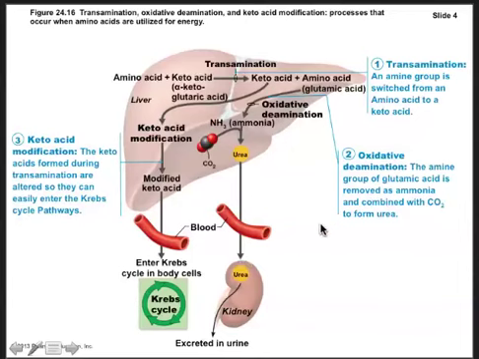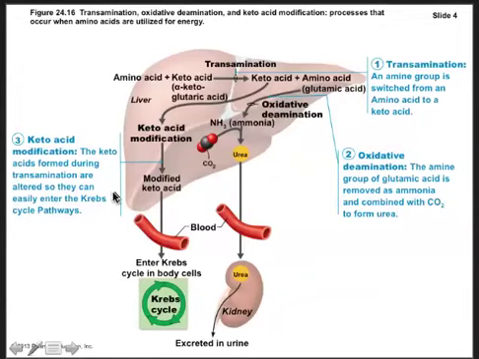Okay, in oxidative deamination, the amine group of the glutamic acid is removed as ammonia, combined with carbon dioxide, and used to form urea. Now the reason this is called oxidative deamination is because when we strip the amino group off, we generate a keto group in its place, and that represents essentially the gaining of oxygen by that particular molecule, and that satisfies one of the definitions for oxidation. So the resulting molecule, the keto acid that comes out of this, has less chemical potential energy than the amino acid that went in.